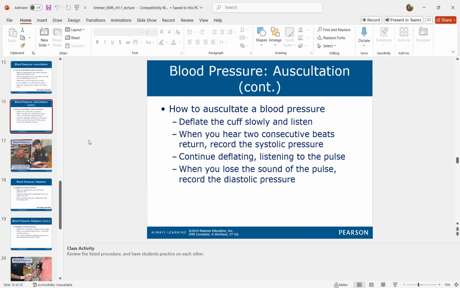So once we inflate the cuff all the way up, I usually do to like 200, then I'll slowly deflate the cuff down. And as we deflate the cuff down, you're going to hear the pulse. You're going to hear the heart rate or heartbeat. That's your top number. You're going to hear it, and it's going to slowly fade. When you stop hearing it, that's going to be your bottom number.